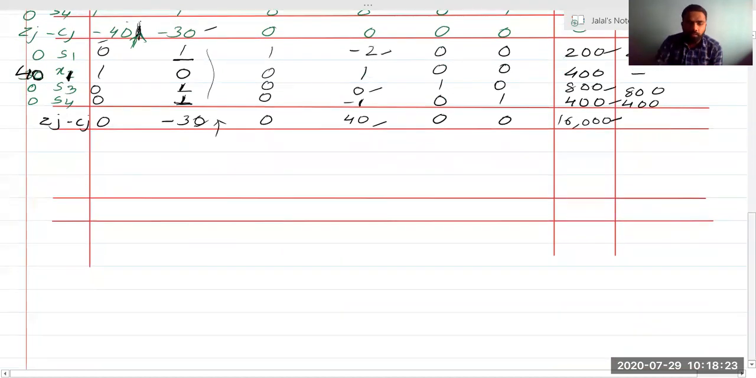S1 will leave and X2 will enter. So what we will write now is, S1 leaves, X2 enters, X1 will be as it is, S3 will be as it is, S4 will be as it is. Now what is the value of X2? X2 is 30 in Z, X1 is 40, this is 0, this is 0.